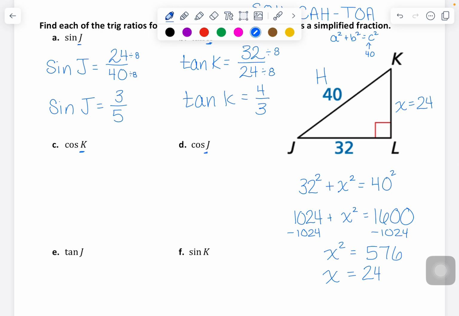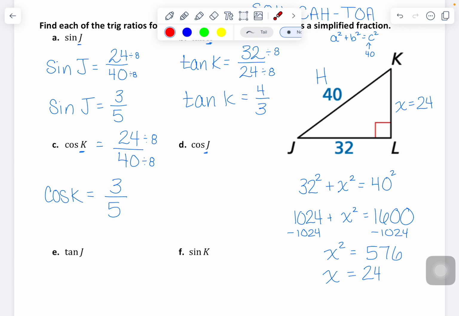Okay, cosine of K. Cosine is CAH in SOHCAHTOA. So C-A-H, I need the adjacent and the hypotenuse. We're working with angle K. Adjacent is the leg right next to that angle. So it's 24 over hypotenuse is 40. That one's consistent. We already established those are going to divide by 8, and so we get 3/5. And I got this before, earlier. I got that for sine of J, and you're going to notice sometimes that happens.